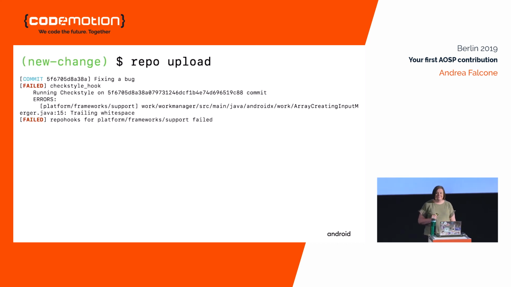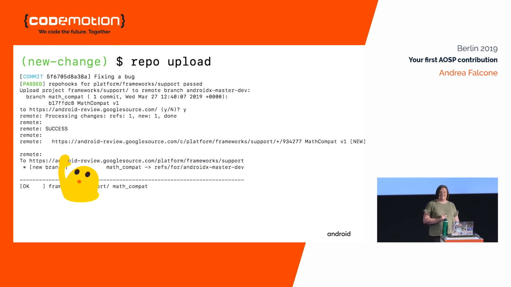Okay, maybe this time our upload will work. Unfortunately, there were some checkstyle problems. Some of them can be fixed automatically for you, so if you've got trailing white space, or semicolons, or missing semicolons, they can often be automatically fixed, and you'll get a little note at the bottom that tells you how to automatically fix them. Okay, finally, I fixed all my problems, and I was able to upload my change.